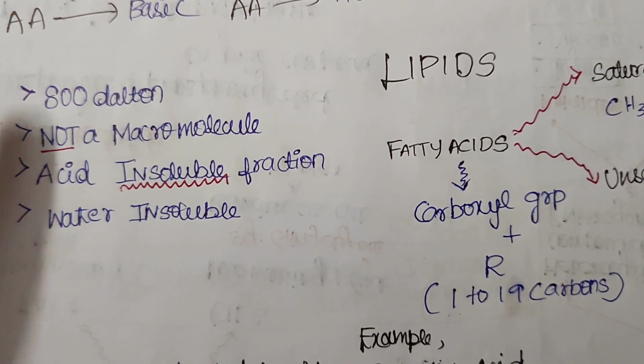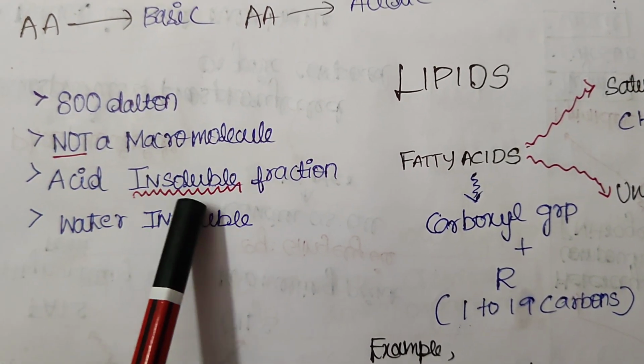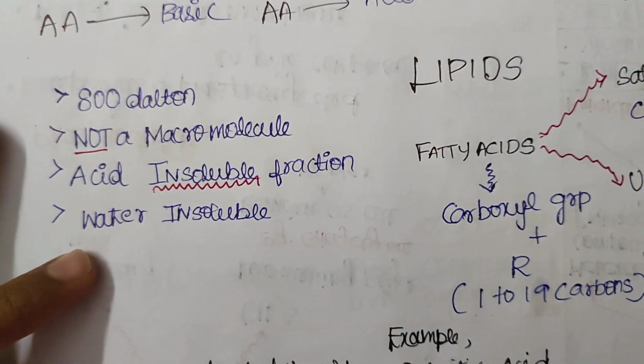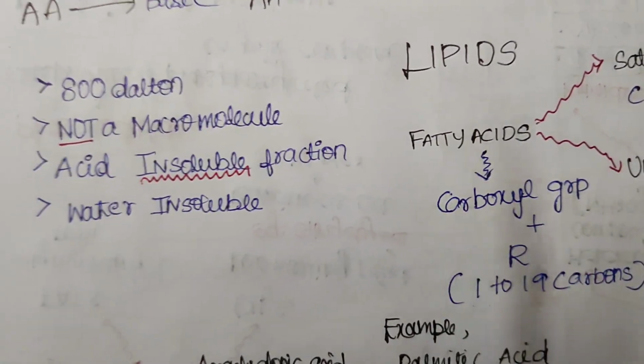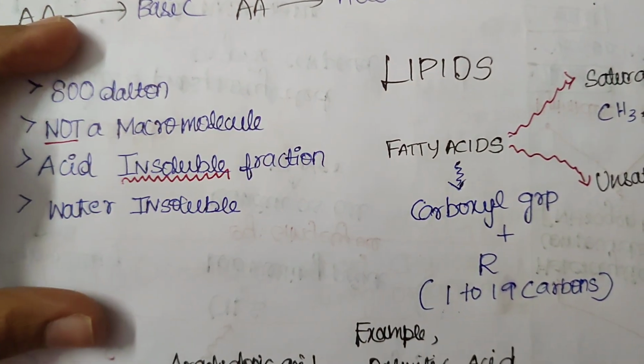Okay, so if it is a micromolecule, it should ideally be in the soluble fraction, but here it is in the insoluble fraction. That is the unique nature of the lipid, because it has the property of being water insoluble. It is insoluble in water. Okay, these are the properties of lipids.